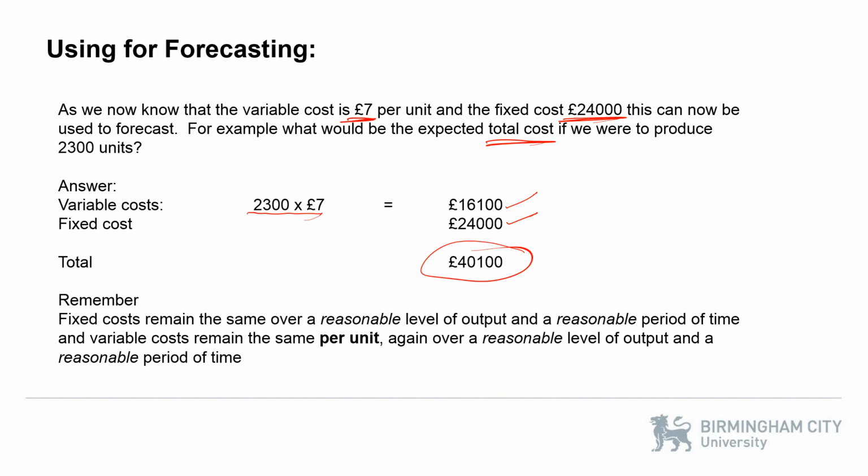We can say, what if? What if we produce 2,300 units? Well, then we can expect the cost to be £40,100.